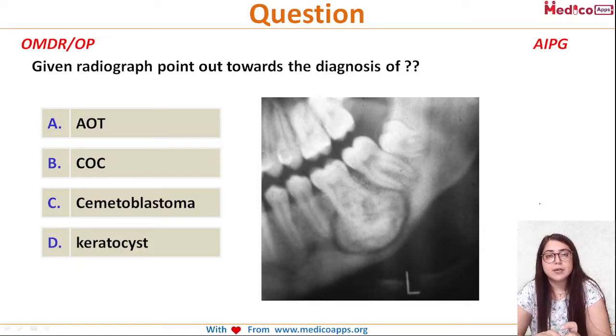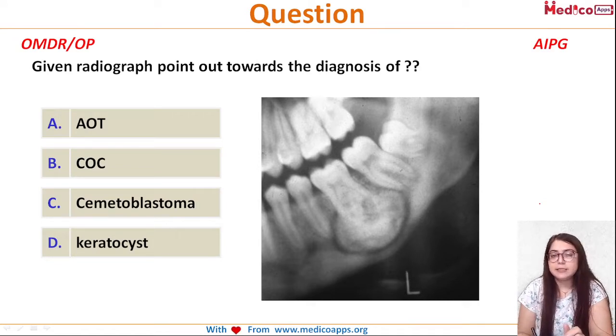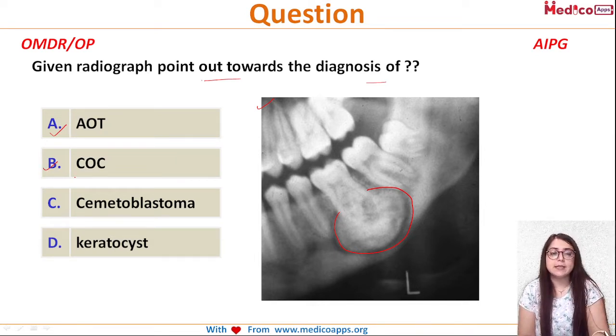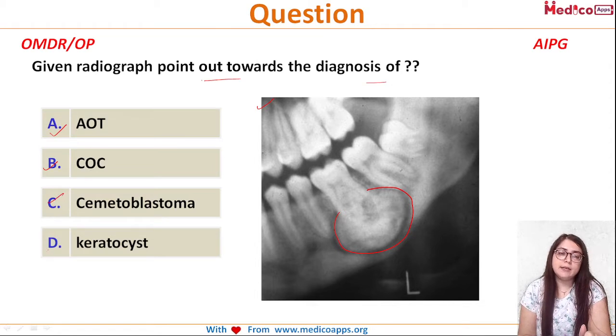Now, without wasting our time, let's start with the question. This question was asked in the year 2019 in the AIPG exam, and the question was: given the radiograph, point out towards the diagnosis of, and this was the radiograph. Here in this image you can see that this is the pathology. So they are asking what it is, and the options given were AOT, that is adenomatoid odontogenic tumor, COC, calcifying odontogenic cyst, then cementoblastoma and keratocyst.